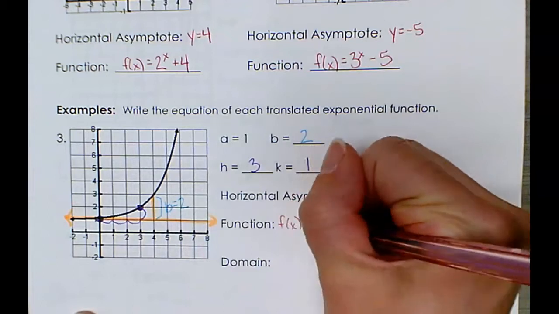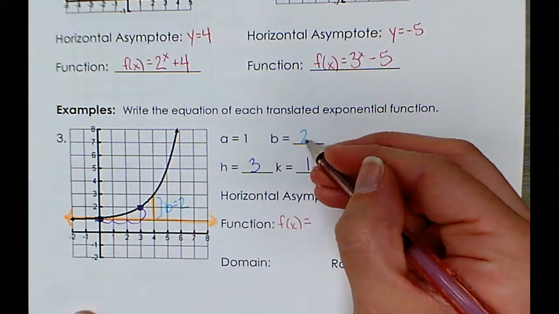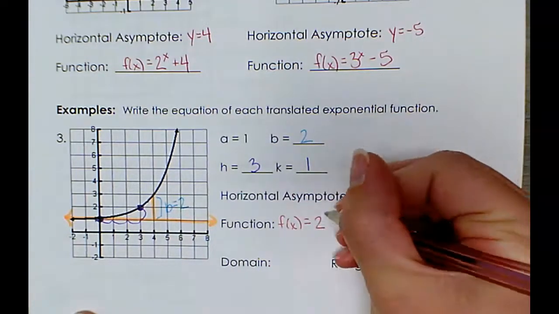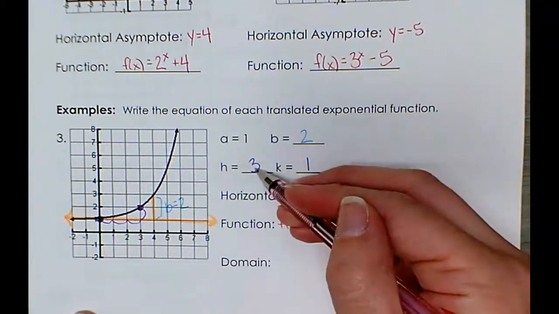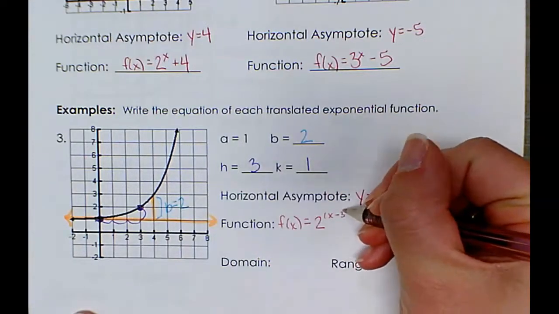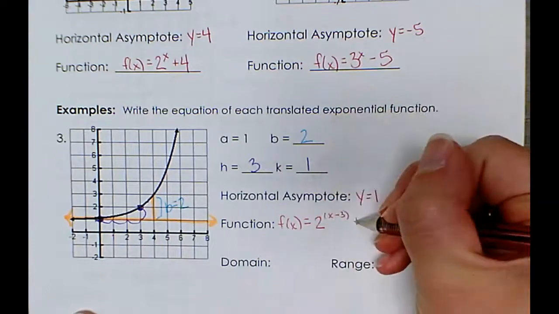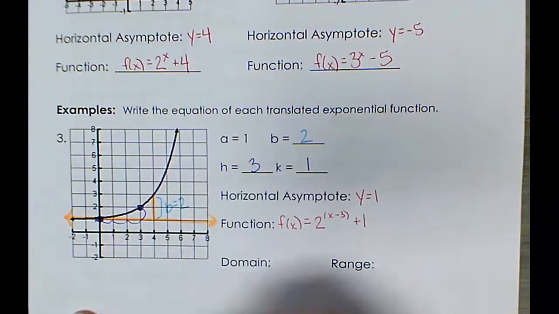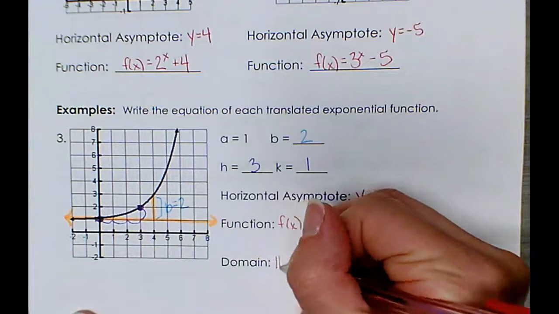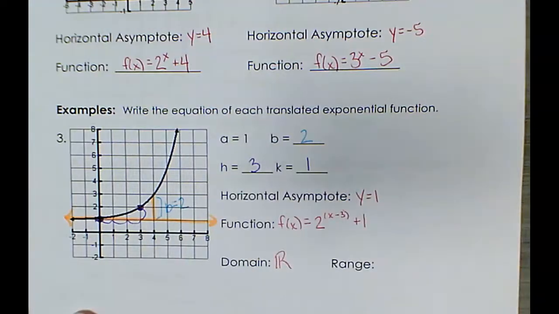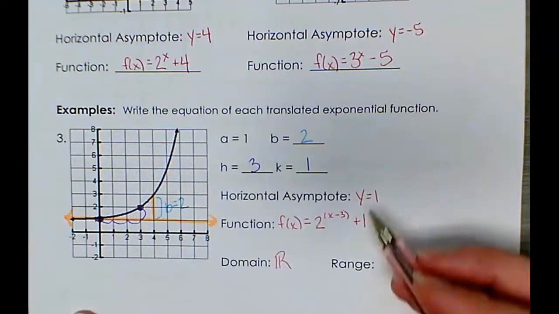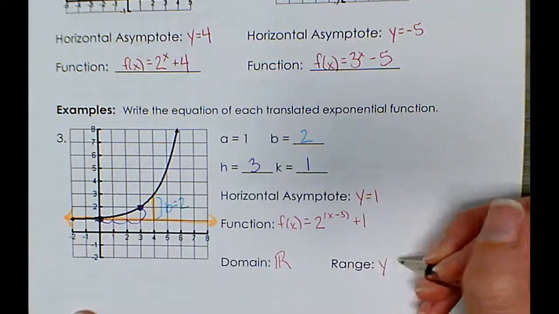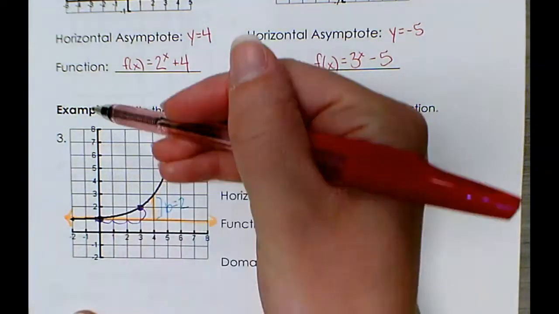So I'm going to write my function. f of x equals my base of 2 to the power of x with the opposite of h, and then plus k. The domain from arrow to arrow is all real numbers. However, the range is everything above the horizontal asymptote, and that's 1. So all my y values greater than 1, everything that is above 1.